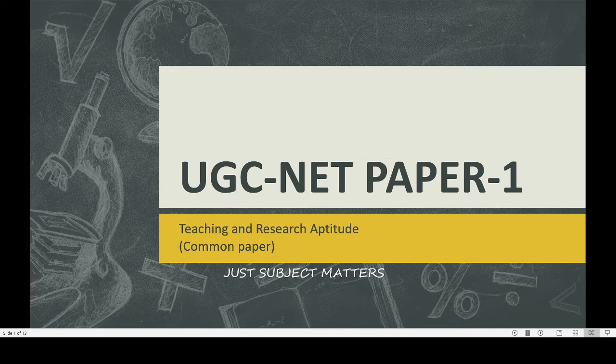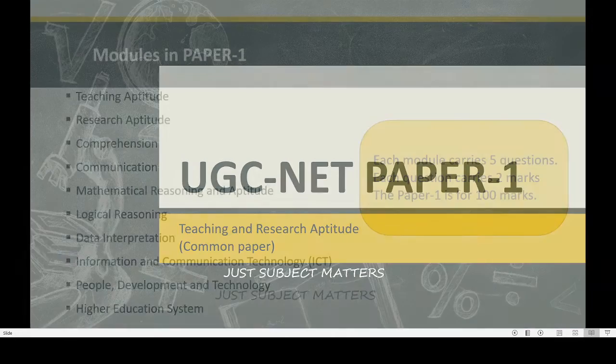And today we are going to discuss UGC NET Paper 1. In this video, we will see the whole syllabus of UGC NET Paper 1, which is a common paper, a teaching and research aptitude paper for all subjects. Any science, be it science background or arts or humanities, everybody will go through this common paper.